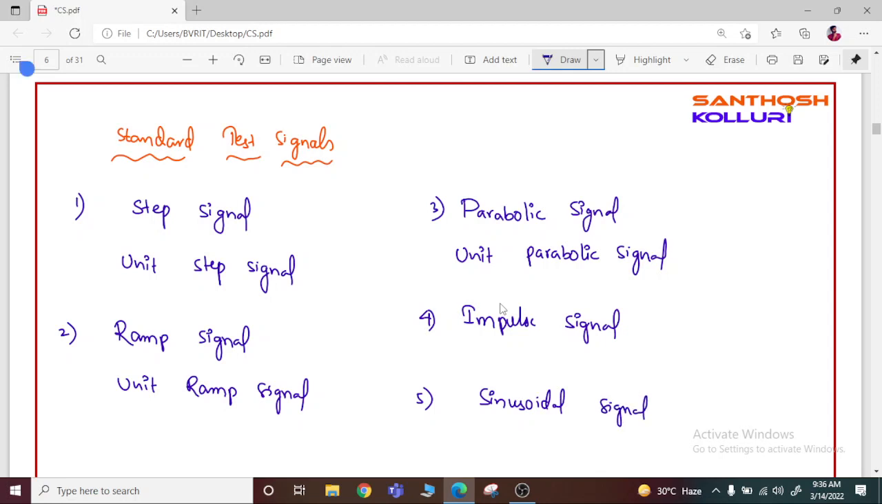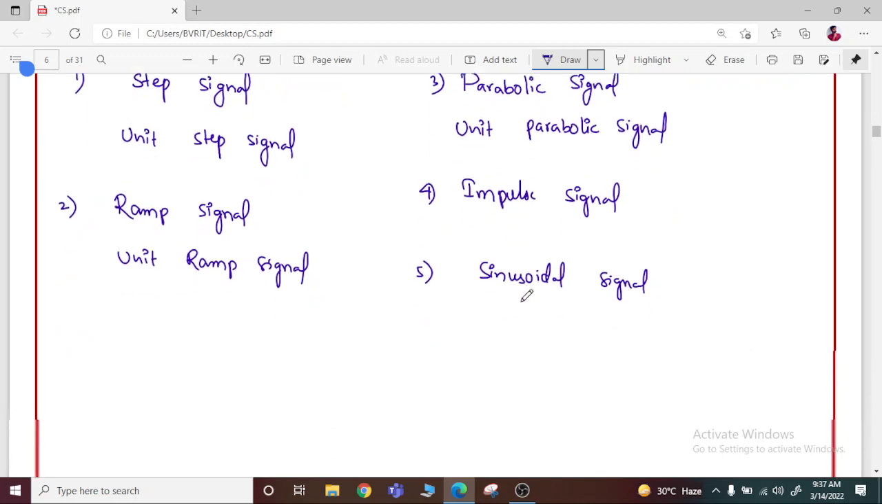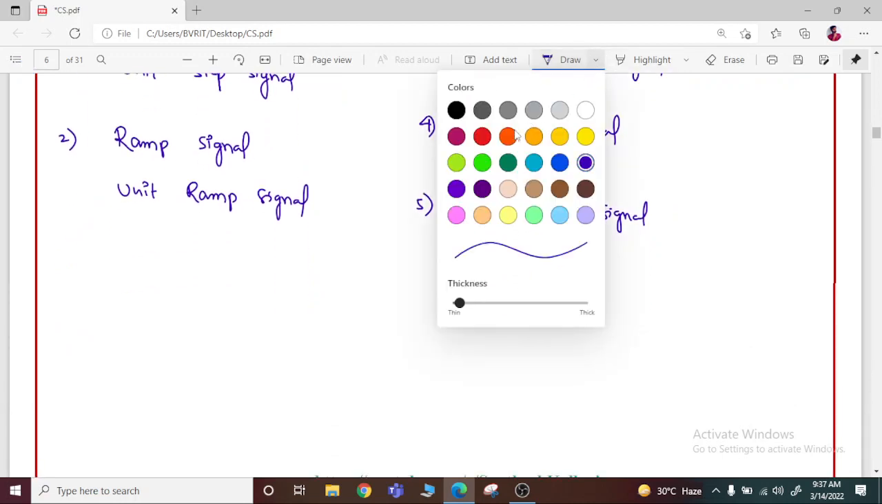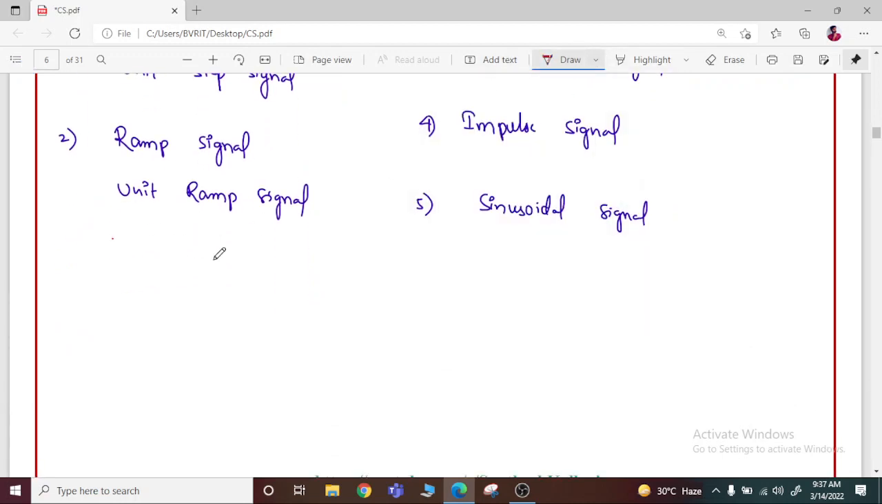Generally, we will consider these as standard test signals to predict the response of the system in time domain analysis. Since these test signals are simple functions of time, and they can be easily generated in the laboratories, the mathematical and experimental analysis of the control system using these signals can be carried out easily. So here we will see all the test signals and the characteristics of each one by one. First one is a step signal.